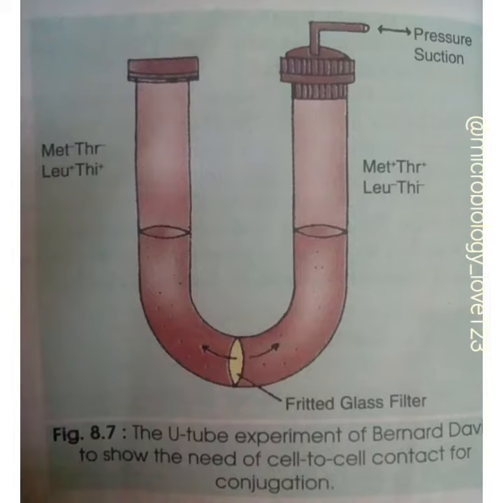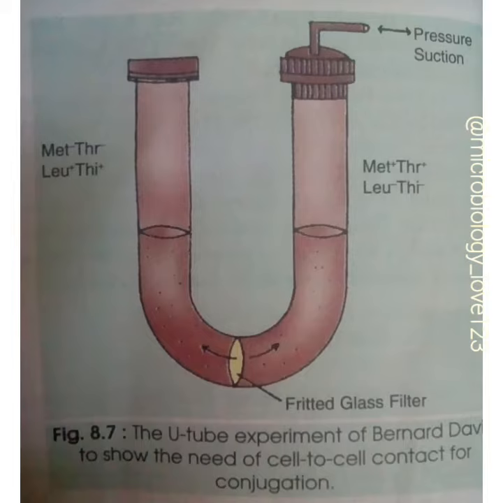That U-shaped structure he filled with nutrient media, and in the nutrient media he inoculated two types of auxotrophic strains. Auxotrophic means the organism lacks the ability to produce certain nutrients. In this experiment, one strain of bacteria produces leucine and thymine and lacks methionine and threonine. The second bacterial strain produces methionine and threonine, and does not produce leucine and thymine.